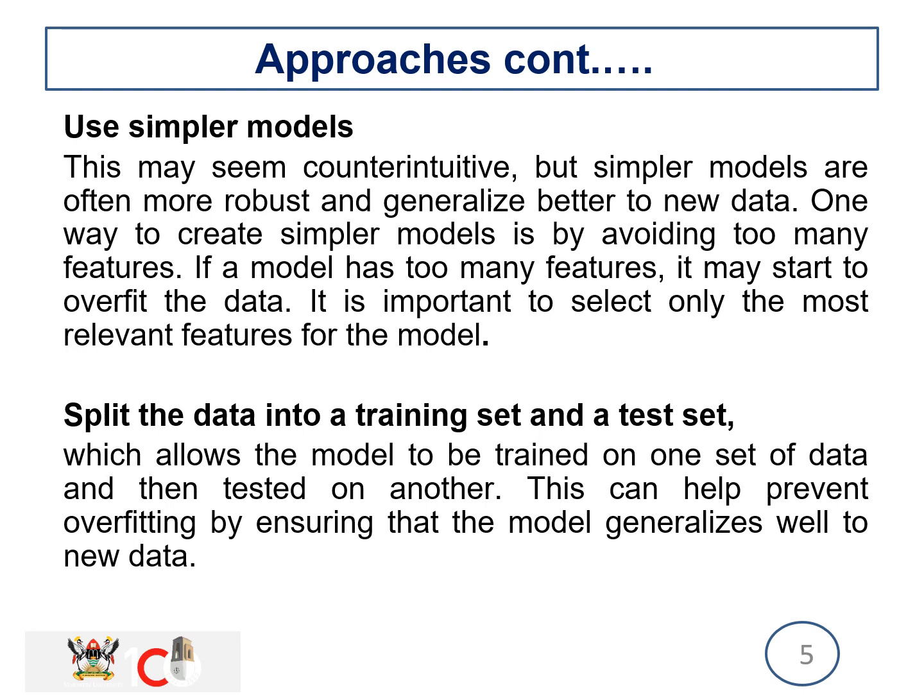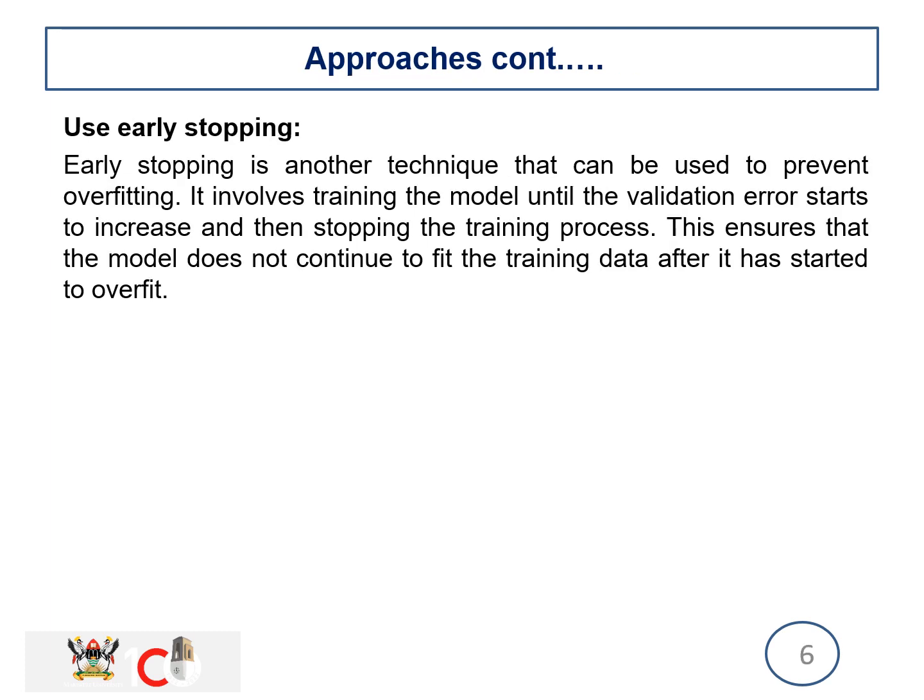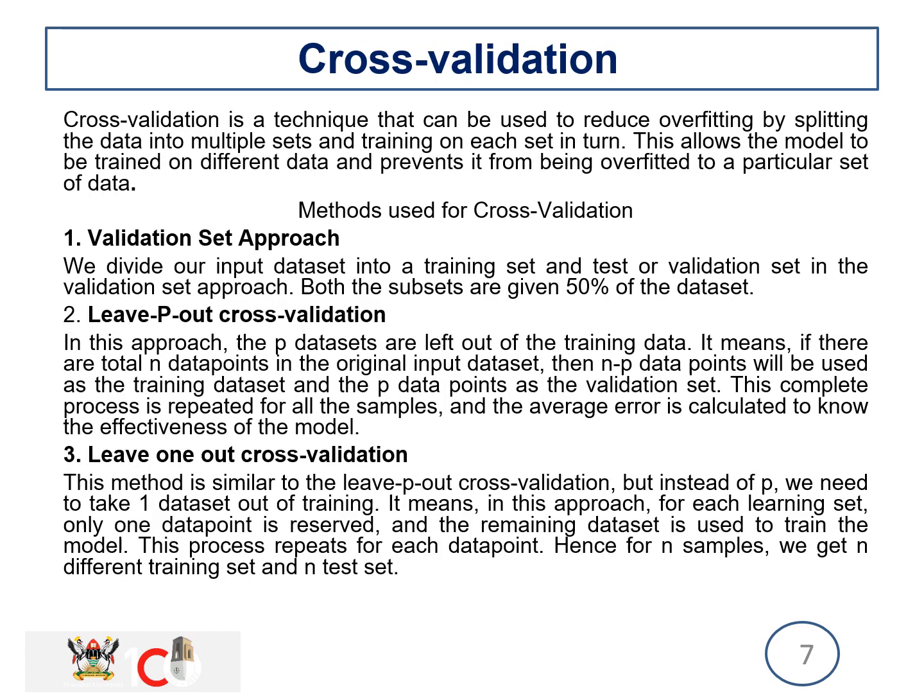Split the data into a training set and a test set, which will allow the model to be trained on one set of the data and then tested on another. This can help prevent overfitting by ensuring that the model generalizes well to new data. Using early stopping: early stopping is another technique that can be used to prevent overfitting. It involves training the model until the validation error starts to increase, and then stopping the training process. This ensures that the model does not continue to fit the training data after it has started to overfit.